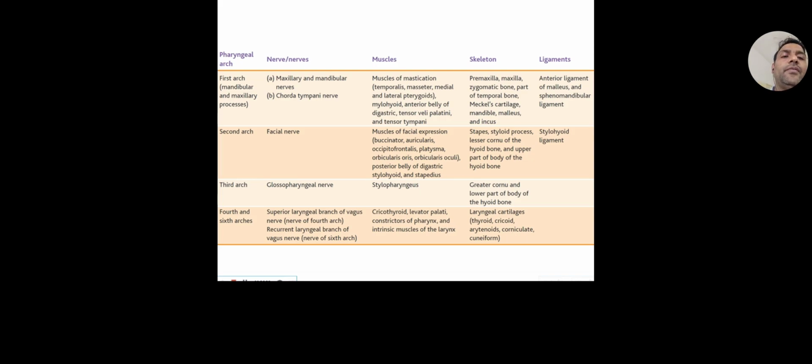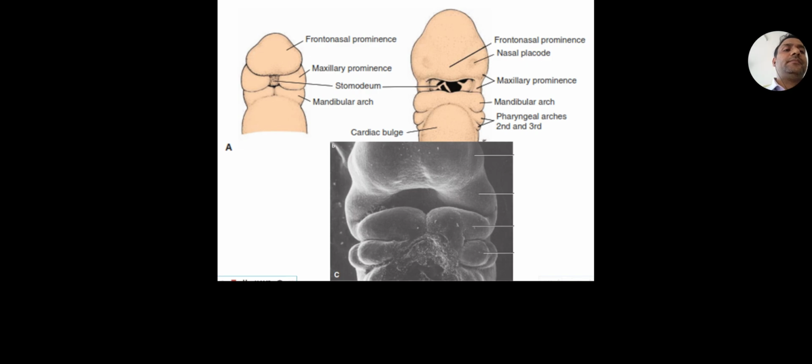Third arch, the nerve is the glossopharyngeal nerve, and the muscle is the only muscle, that is stylopharyngeus. Skeleton is the greater corner of the hyoid bone and the inferior part of the body of the hyoid, because the superior part is derived from the second arch. And the nerve of the fourth arch is superior laryngeal, and sixth arch is recurrent laryngeal. Muscles of the fourth arch are cricothyroid, levator palatini, and constrictor pharynx, whereas sixth arch are intrinsic muscles of larynx, along with the cartilage of larynx.